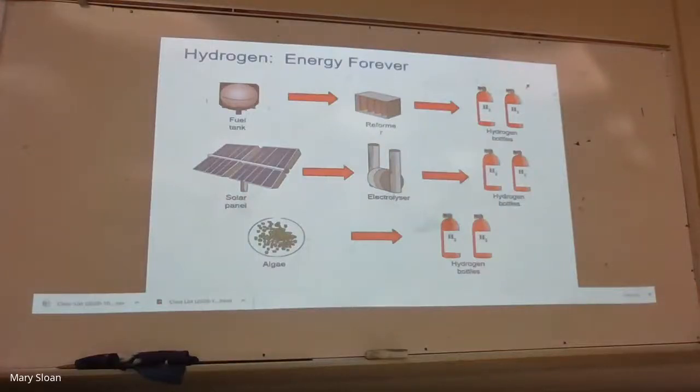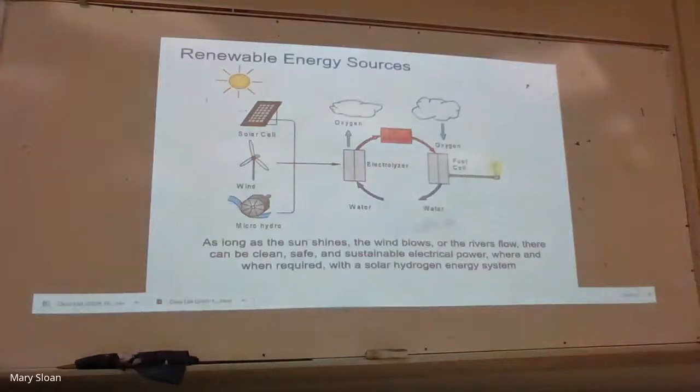And this one here is just basically showing you a flow chart on how a fuel tank goes through the reformer, which goes into those hydrogen bottles. Solar panels, they take that energy, they process it to put it into the hydrogen bottle. In electrolysis, they can actually get hydrogen from that. And this is basically showing you a simple flow chart. The next one is just showing you how we can actually use renewable energy as a solar cell, wind, or a hydro, and how that cycle works.